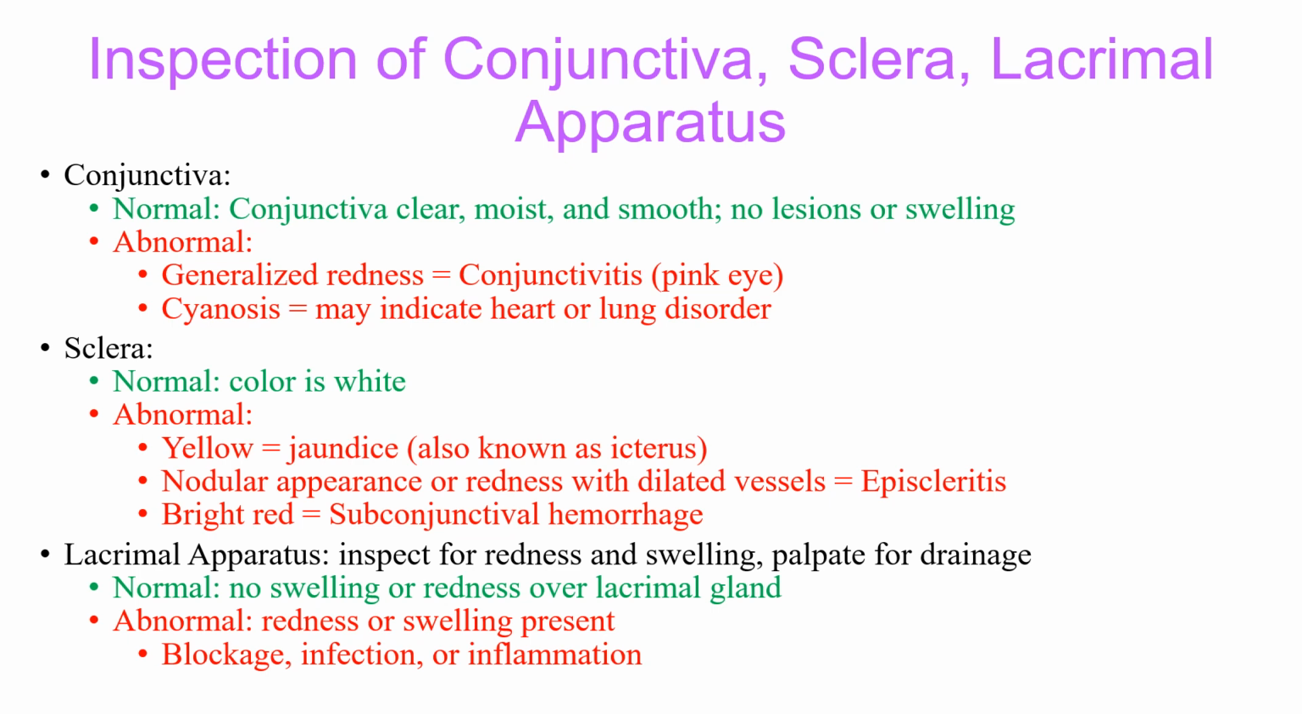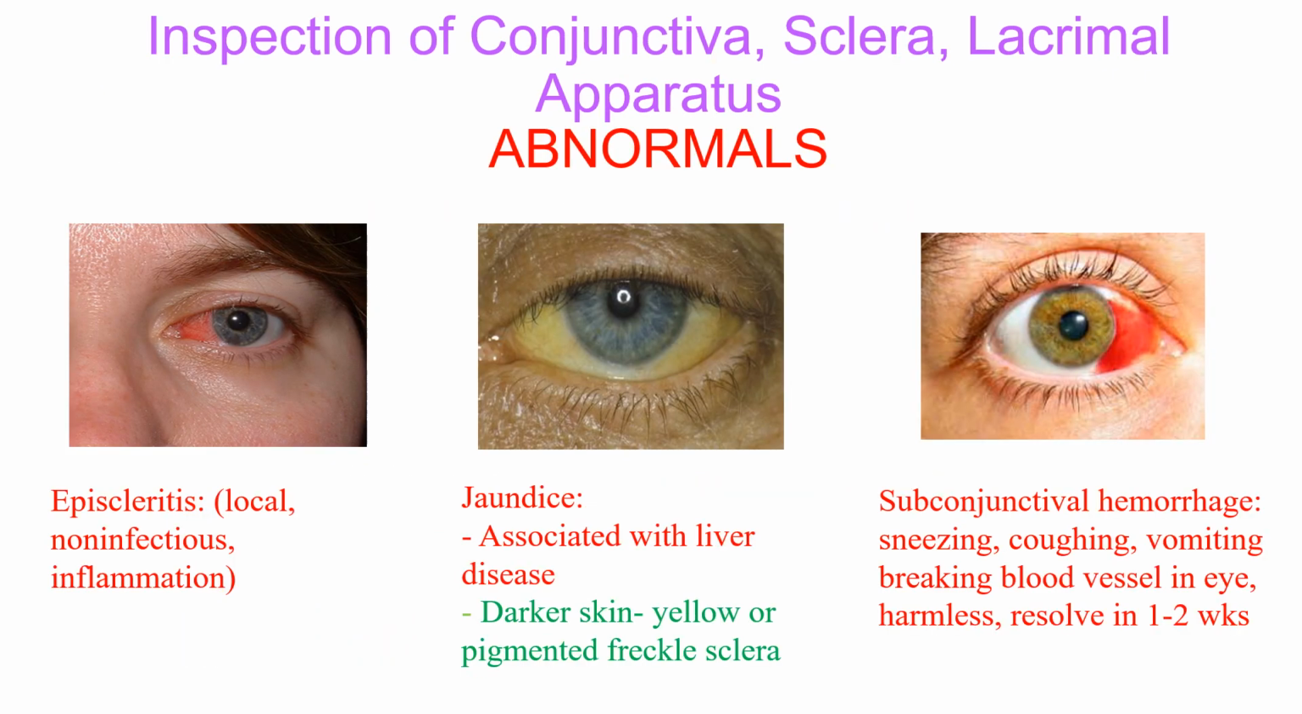If there's any redness or busted blood vessels, that can be related to some type of injury or subconjunctival hemorrhage, things like that. A blood vessel broke, essentially. Your lacrimal apparatus is typically non-palpable, should not be painful, and you should not feel any crepitus in that area. Any redness, swelling, inflammation, or pain are abnormal findings. So here are some pictures of these specific abnormal diagnoses.